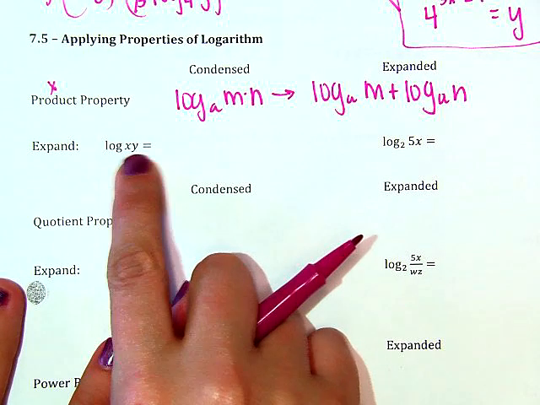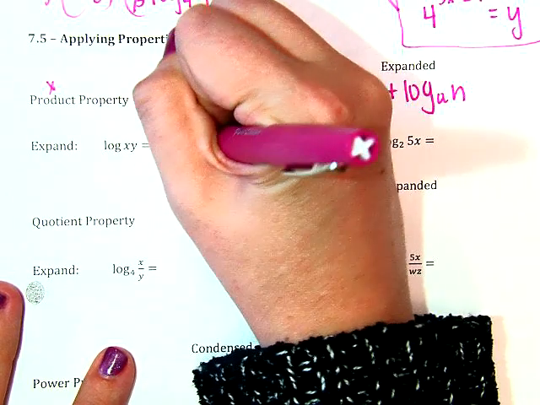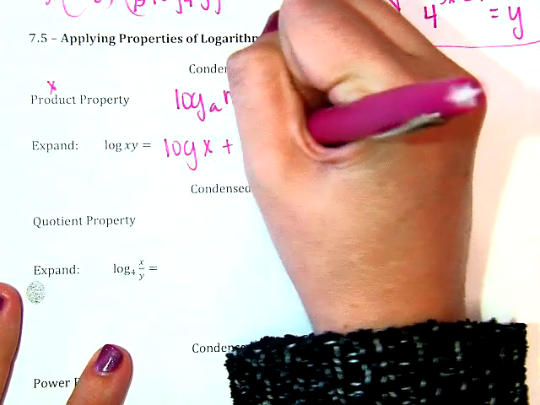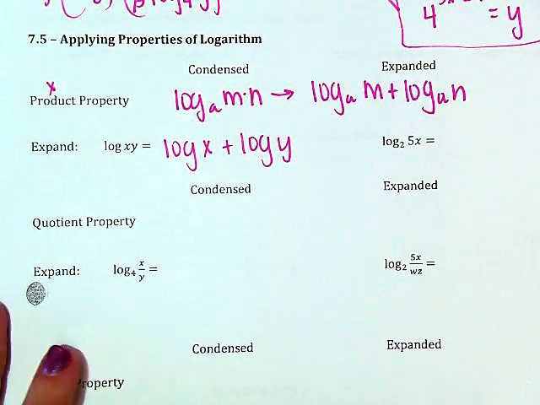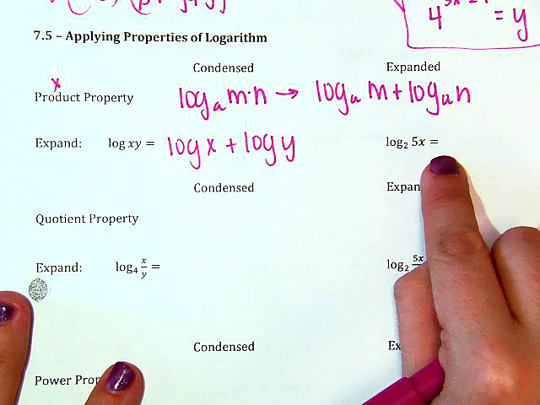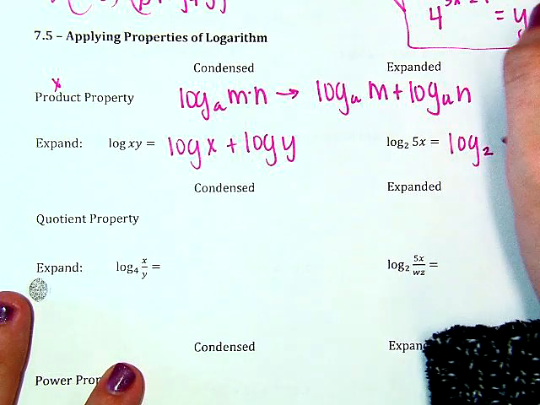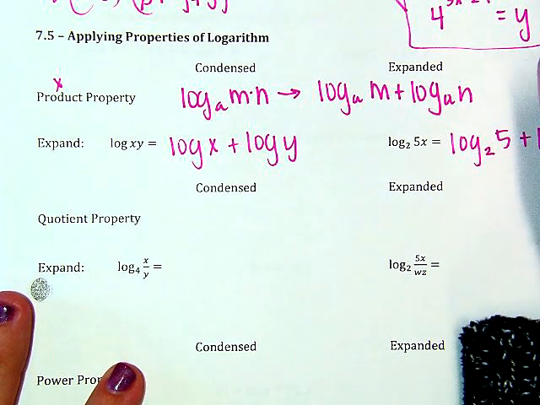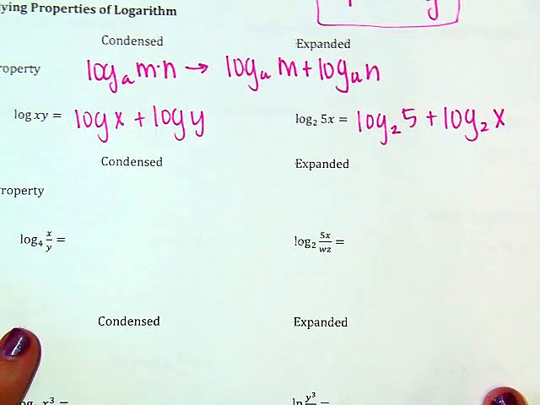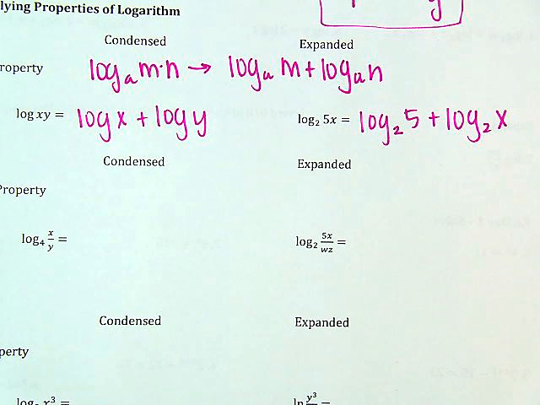So for this one, if I have log xy, x is times y, so I need to split them up. So I got log x plus log y. Same thing with the next one, 5 times x. So I'm going to have two different parts. Log base 2 of 5 plus log base 2 of x. They each get a log base 2. You just split them up, and it turns into plus.